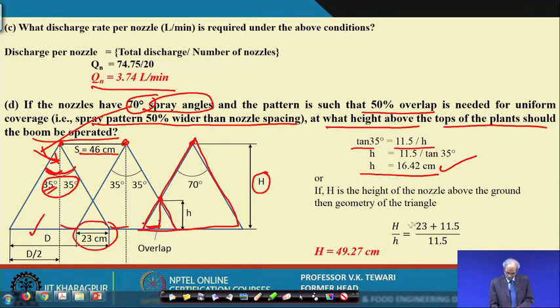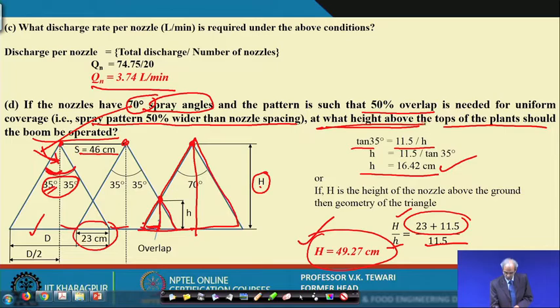So, what do you get is H by h. Now, this is the height H here, and this is the height h here. So, this by this means you get 23 plus 11.5 in this case, and this h will correspond to this 11.5. So, the h value you can get, because small h you have got from here, so bigger H you will get from here. That means the height should be 49.27 centimeters above which the boom should be operated.